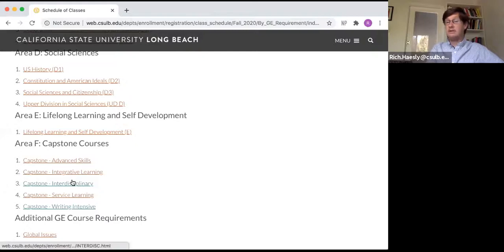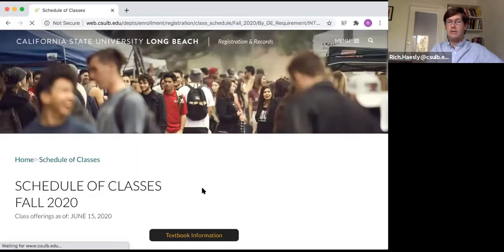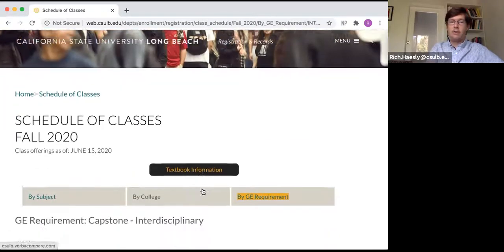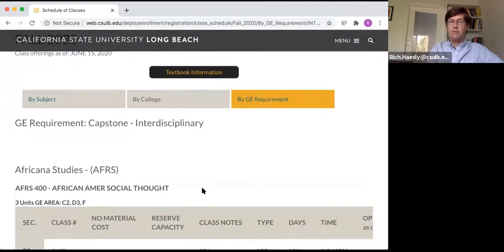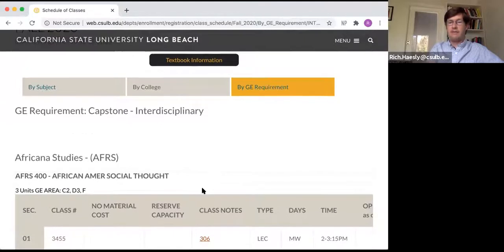But in that case, they're interdisciplinary ones. And so you can search all of these categories. Searching them won't hurt, but the way to speed up the process is to take a look at the interdisciplinary category. That's the biggest section of them. If you click on that, it will give you the schedule of classes in all the departments across the university that have courses that fulfill this capstone requirement.